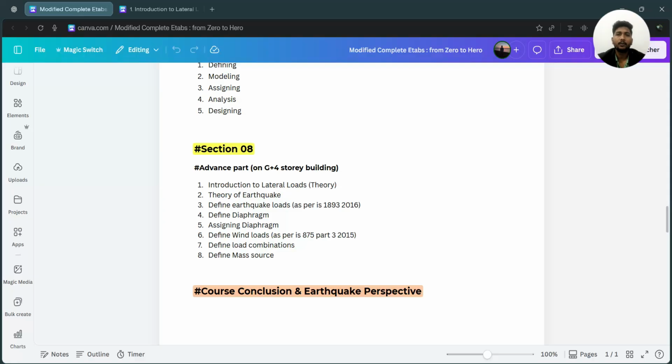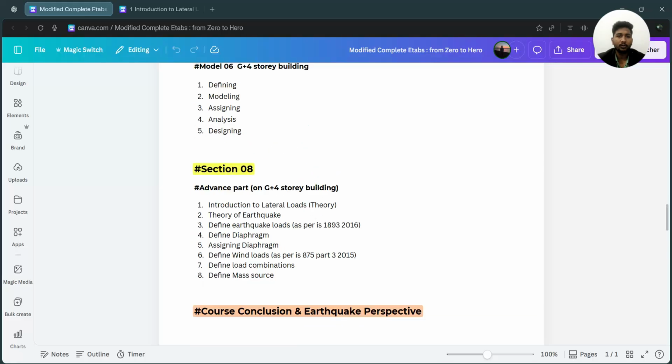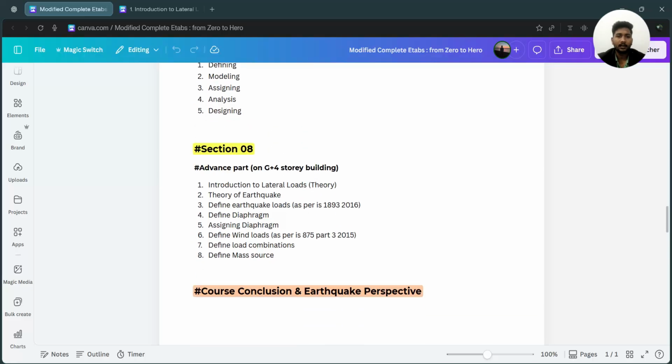Then we will see how to define the diaphragm, how to assign the diaphragm. Then we will see how to define the wind loads, which are basically as per IS 875 Part 3 2015. And then after, we will see how to define the load combination for the earthquake and wind loads. For the gravity loads the load combinations were different; for the earthquake and the wind, the load combinations will be different. So we will see how these load combinations are defined, and then how to define the mass source.